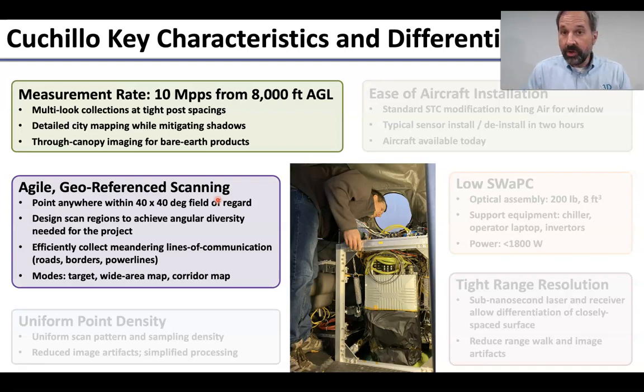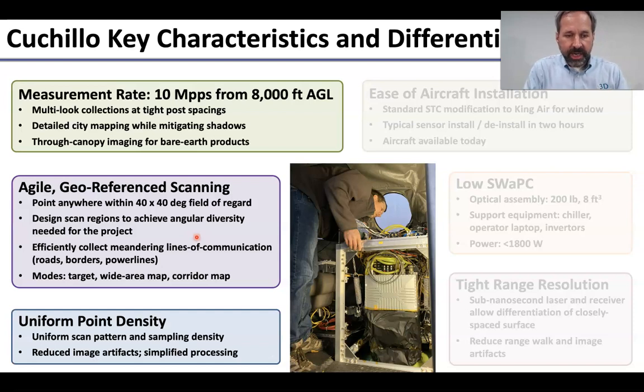In the next chart, I'll go through our scanning system in more detail, but a key takeaway is it's a dual axis scan system that allows us to point anywhere within a 40 by 40 degree field of regard. It gives us tremendous flexibility. And then we have scan modes that allow us to scan particular regions of interest that we define by their coordinates on the ground.